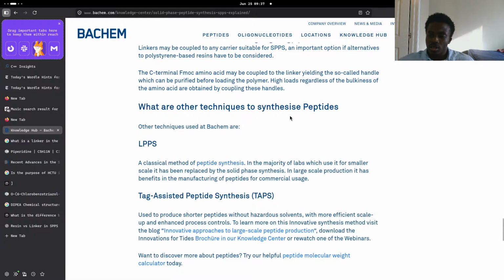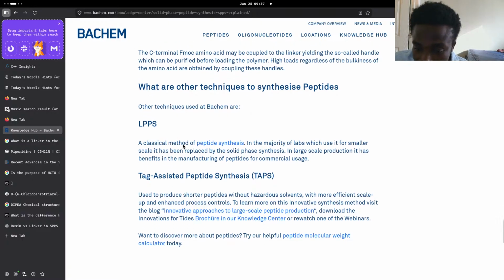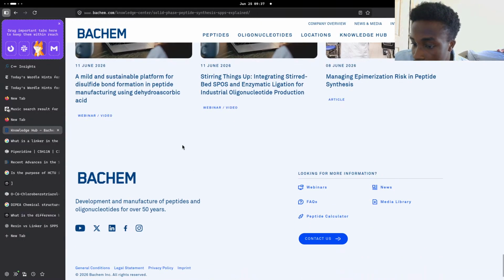Alright, what other techniques are used to synthesize peptides? LPPS. Bro, I don't even want to go into this because this is just going to get me nervous tonight. Alright, and we're done.